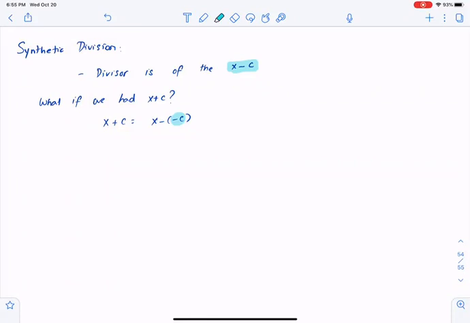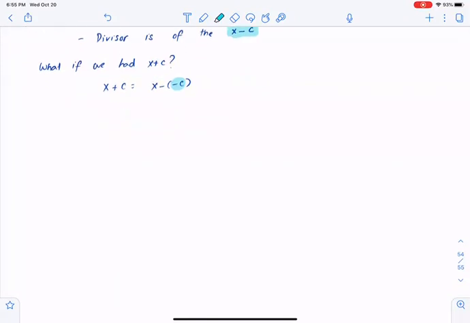Okay, so what is the process? It's best to explain this using an example. So we're going to divide x squared plus 3x minus 40 by x minus 5.